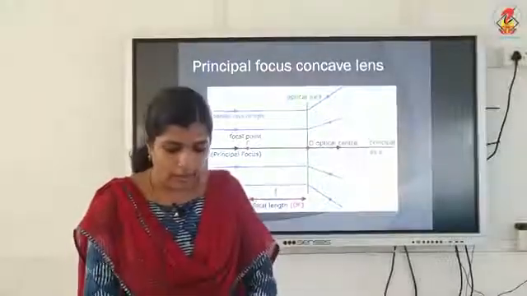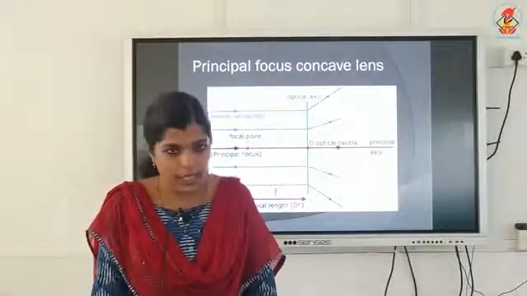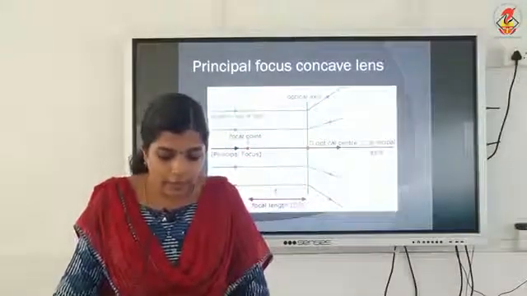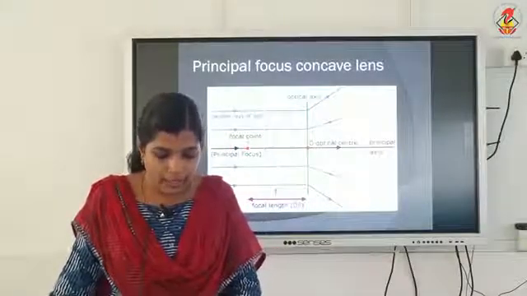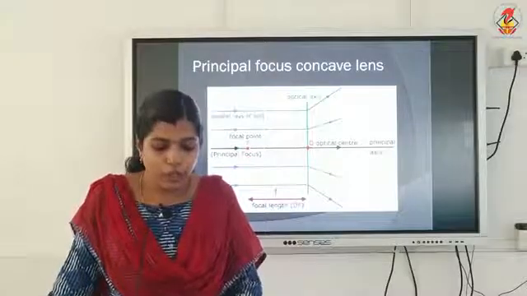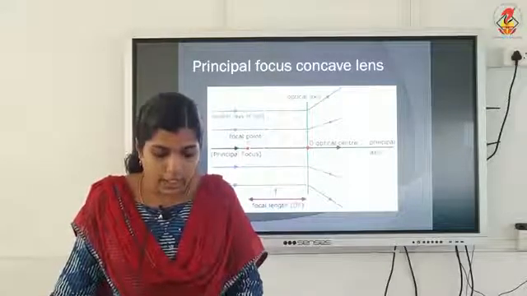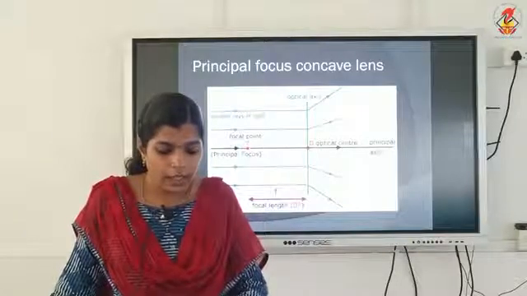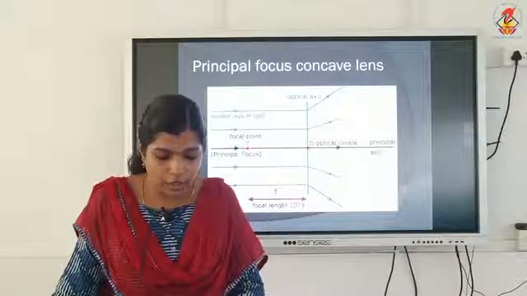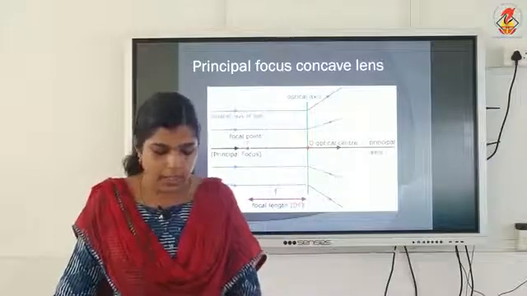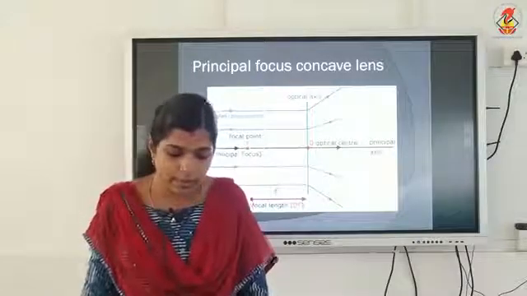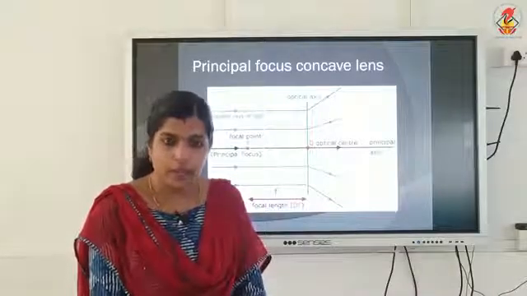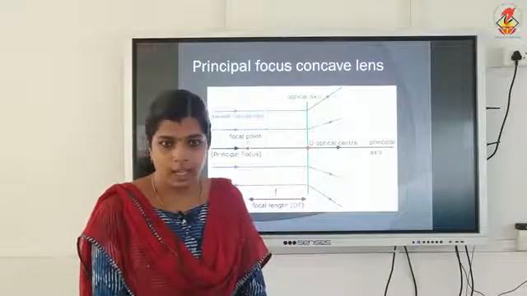Now, the same page number, next paragraph. Several rays of light parallel to principal axis are falling on a concave lens. These rays, after refraction from the lens, are appearing to diverge from a point on the principal axis. This point on the principal axis is called the principal focus of concave lens. Just underline it.